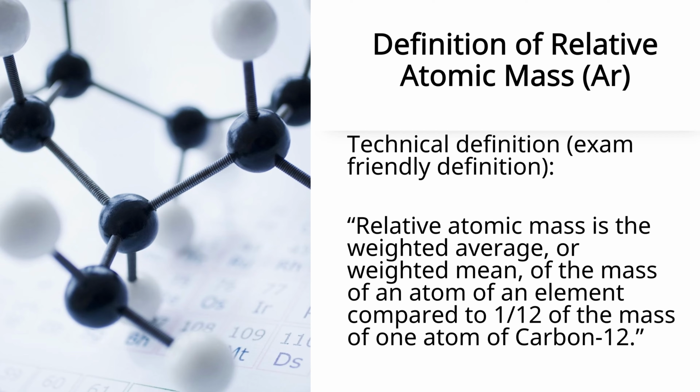Relative atomic mass is the weighted average or weighted mean of the mass of an atom of an element compared to 1/12 of the mass of one atom of carbon-12. I think the most common initial reaction when encountering this definition for the first time is, what on earth does that mean? The language is probably a bit stronger than that. Now you can simply memorize this definition and just quote it verbatim if you're asked to define relative atomic mass in an exam, but that approach does have its limitations, particularly if you need to prove a deeper understanding by calculating it. So let's break the definition down.